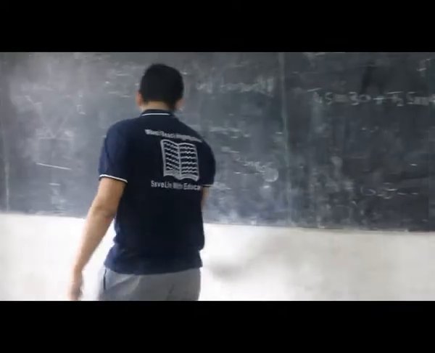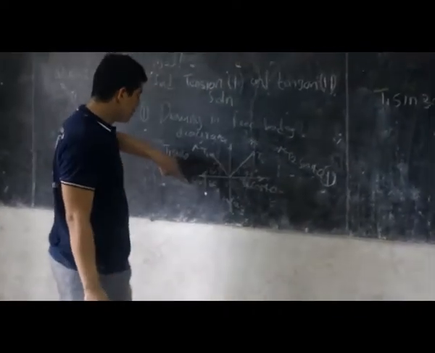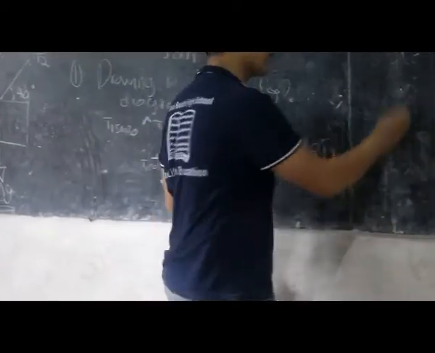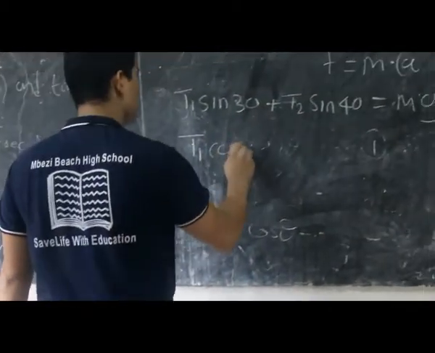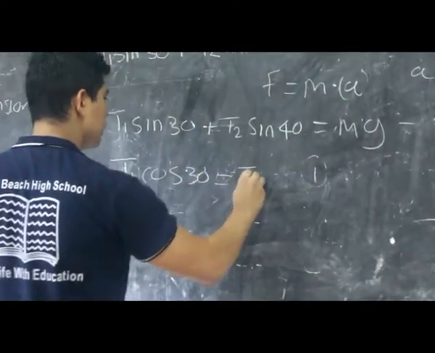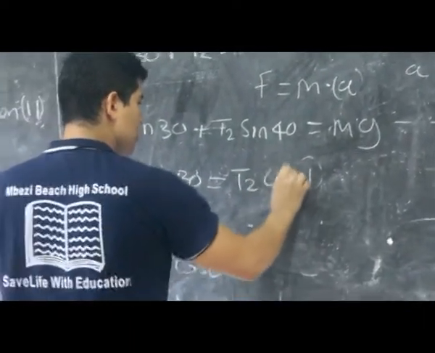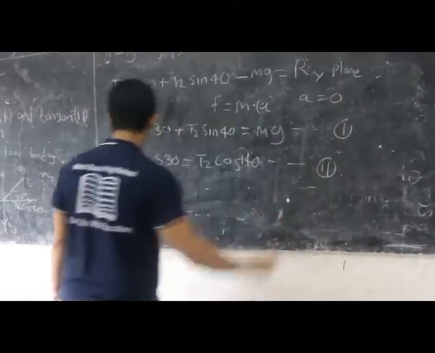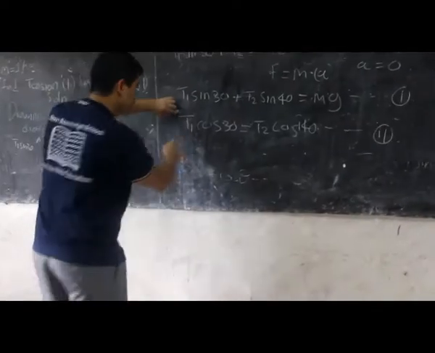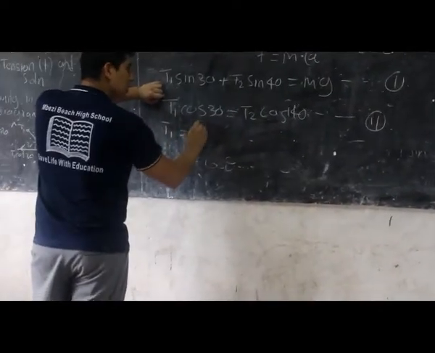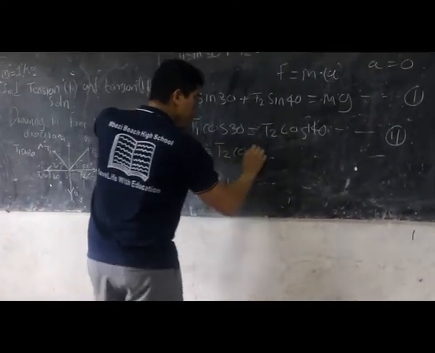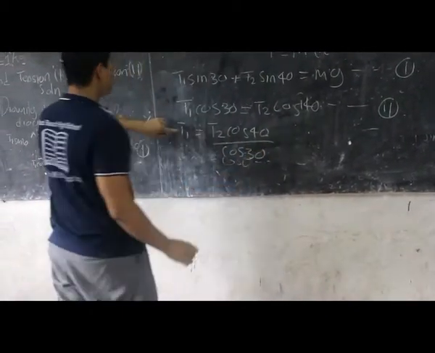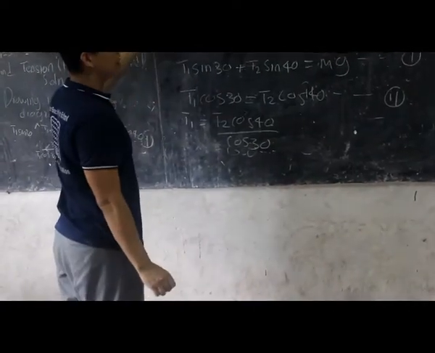If I come now to my x plane, I say that T1 cos of 30 minus T2 cos of 40 is equal to 0. So I say that T1 cos of 30 is equal to T2 cos of 40. Let me call it my equation number 2. Now, from here we can make T1 the subject. So T1 is going to be T2 cos of 40 over cos of 30. Now we can substitute this T1 into our first equation.